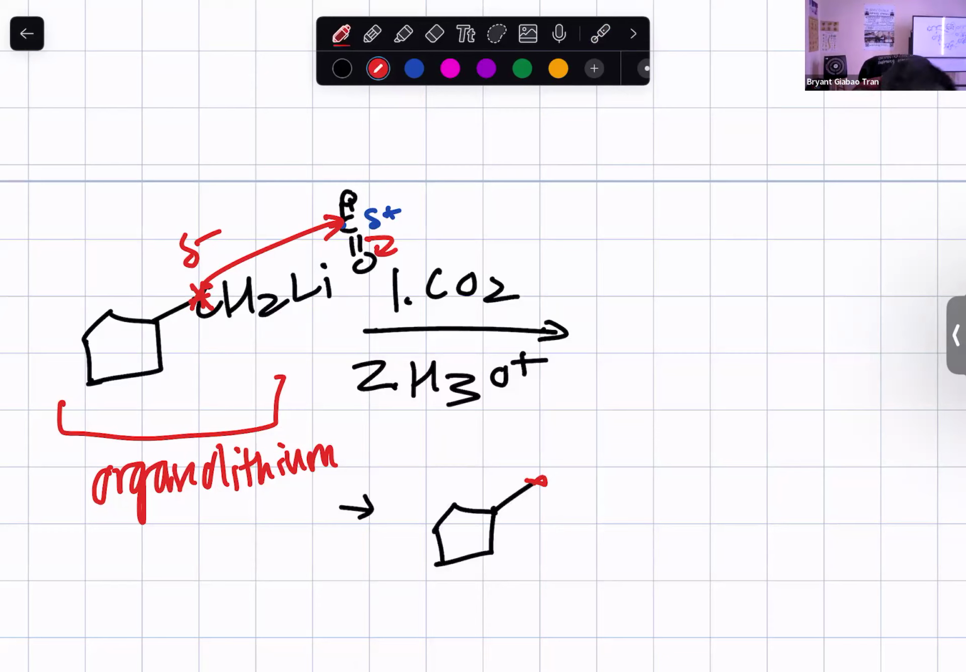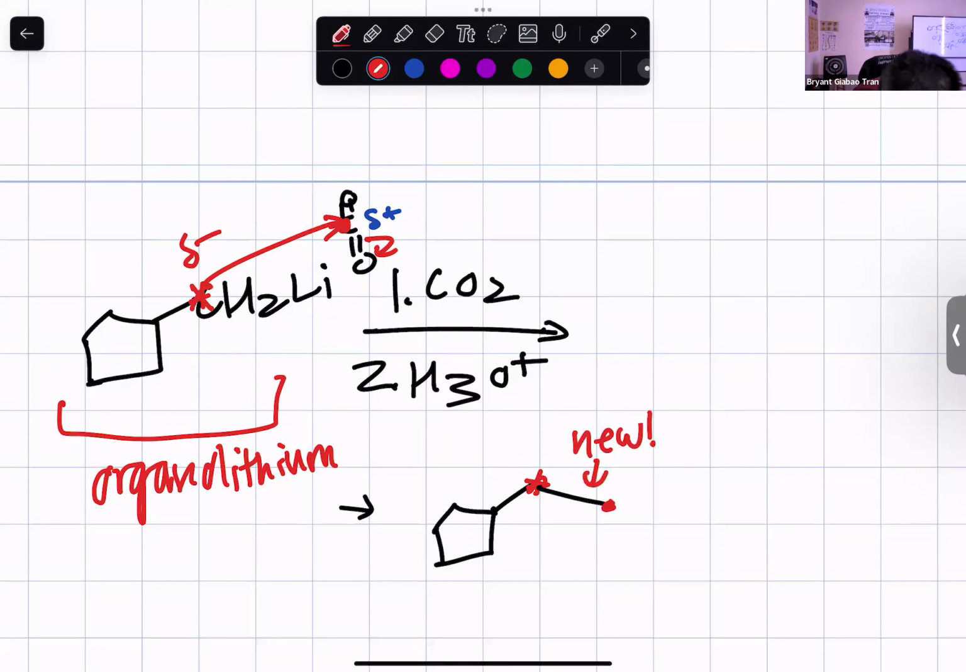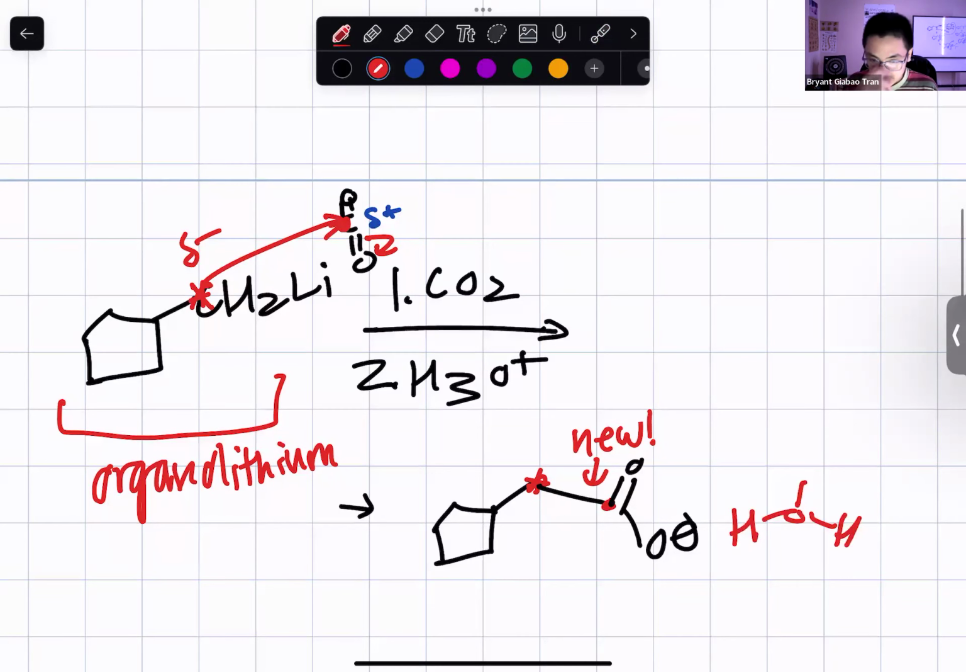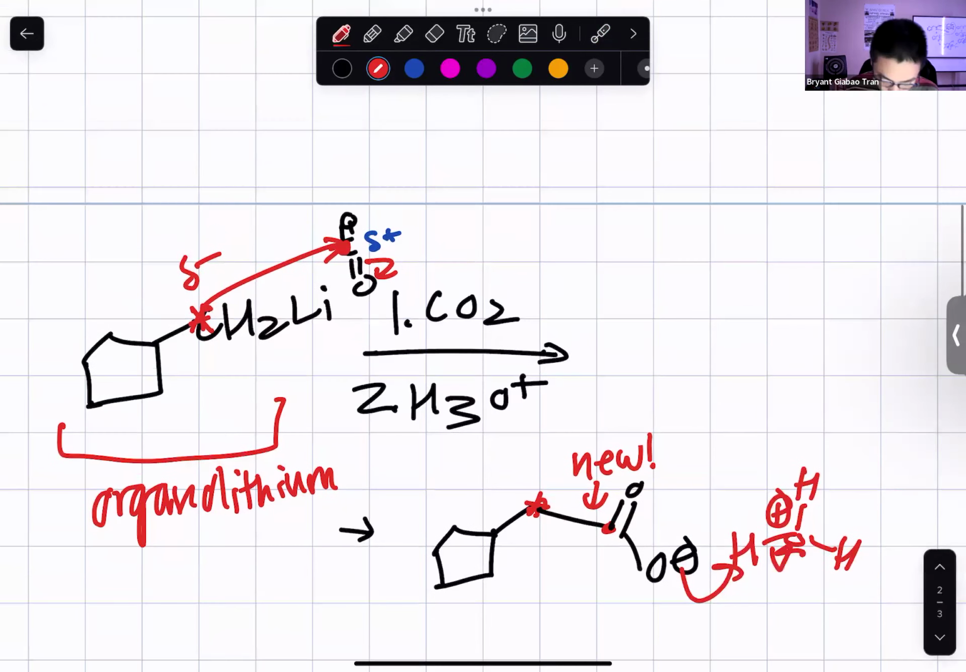And then this dot right here is attached to a carbonyl and then O minus, right? We added an extra carbon right there, which the second step is just going to protonate the O minus to make this carboxylate into a carboxylic acid. And we added an extra carbon, right? This extra carbon right here is going to come from the carbon dioxide right there, like that, right?